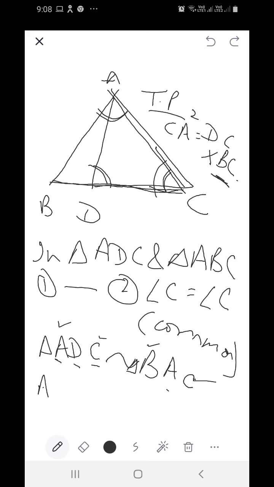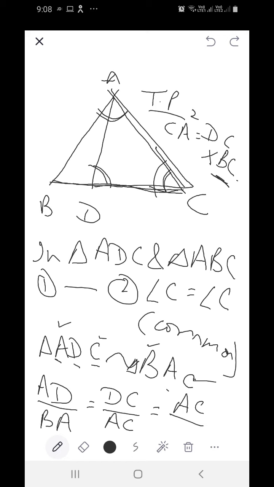Now we are going to form the sides of proportionality. AD upon BA is equal to DC upon AC is equal to AC upon BC. Once you write the letters properly, then sides of proportionality will never be wrong. Proper letters should be placed. Angles which are equal, they should be placed.